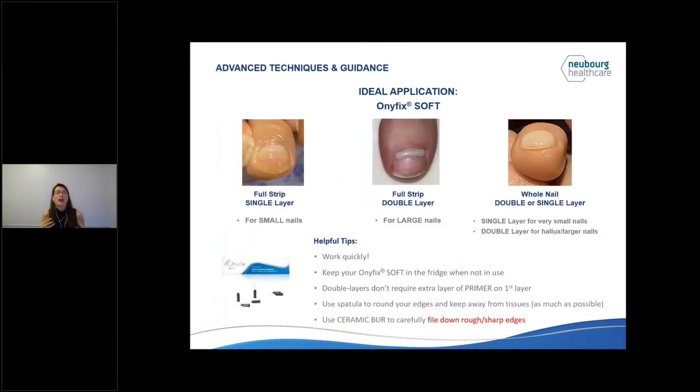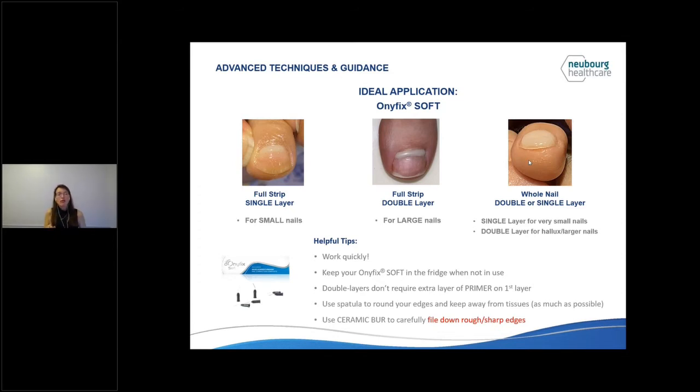Now, the ideal application for Onyfix Soft, we've got, remember, your classic full strip in either a single or a double layer, so first and second pictures here, and the whole nail application here on the right-hand side of the screen. And so remember, your single layer is just for your little nails. Your double strip is for larger, thicker nails. And your whole nail is, now you've seen a variety of applications. Again, single layer for just little toenails, and a double layer for bigger and certainly hallux nails.